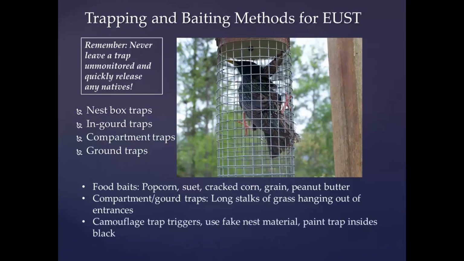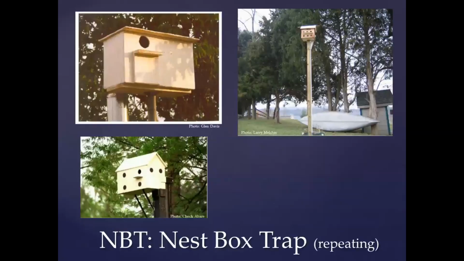Another thing that's useful when you're trying to trap Starlings is to camouflage the trap triggers. And you can do this by putting a little bit of fake nest material over top of it. And you can paint the trap insides black so they're harder to see. Starlings are attracted to large, dark cavities. And this makes it bad if you have a big wooden martin house with big, dark cavities. They're more inclined to come check it out, but you can use that to your advantage when you're trying to trap them. So let's talk about that just a little bit.